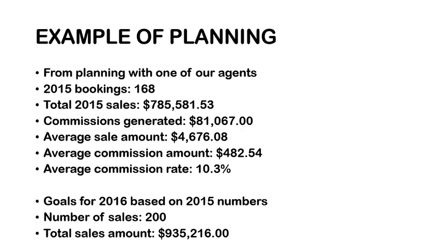Here's an example of planning that we use. This comes from a planning sheet we use when we sit down and do evaluations with our agents, and this is from one of our agents. As it says, in 2015, she had 168 bookings. Her total sales were $785,000. Commissions generated were $81,000. Average sale amount was $4,676, and the average commission amount was $482. Now, her average commission rate, if you look at that, is 10.3%. And I said that our company average rate was 9.8%.